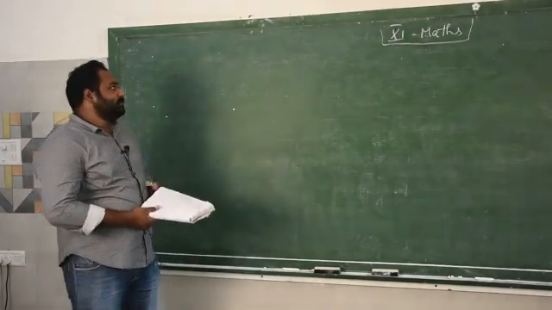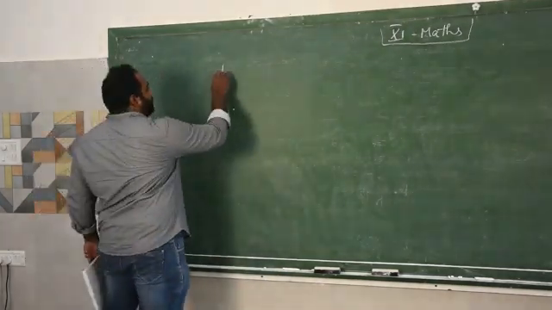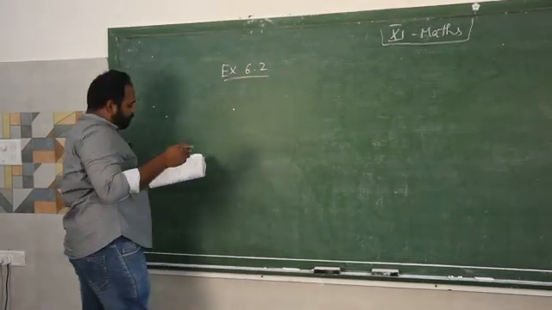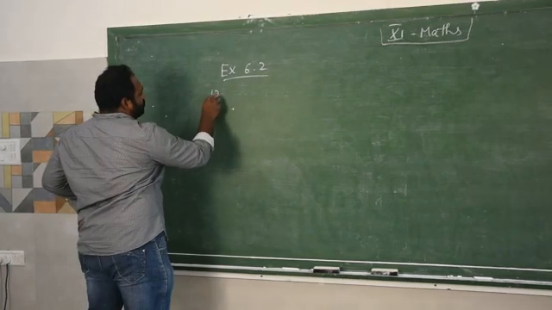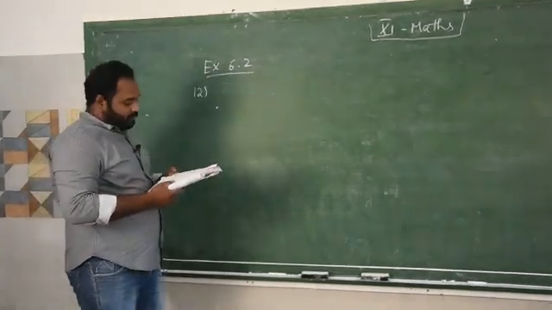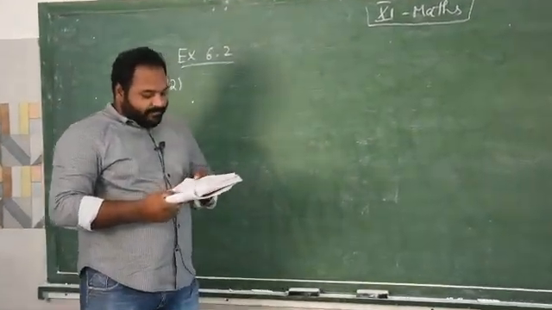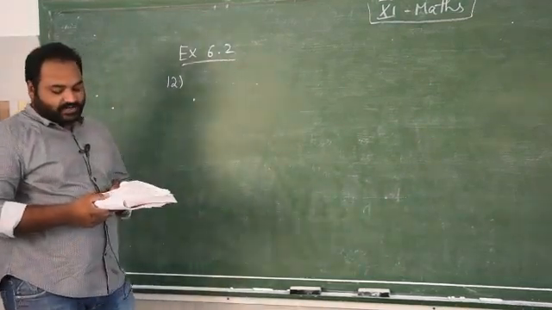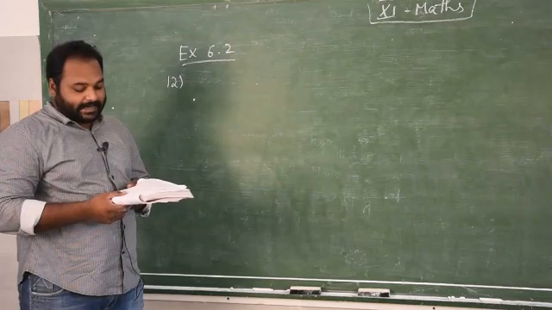Good morning, boys. Today we are going to see exercise 6.2, problem number 12. A 150 meter long train is moving with constant velocity of 12.5 meter per second.